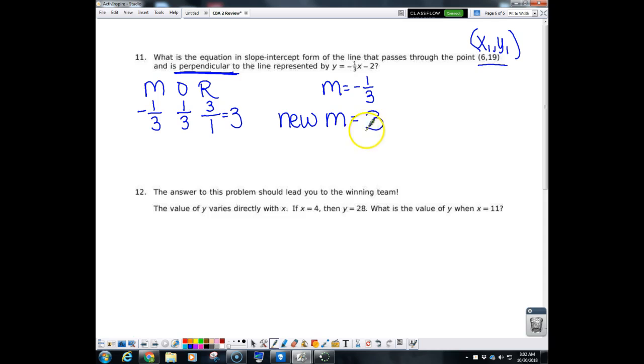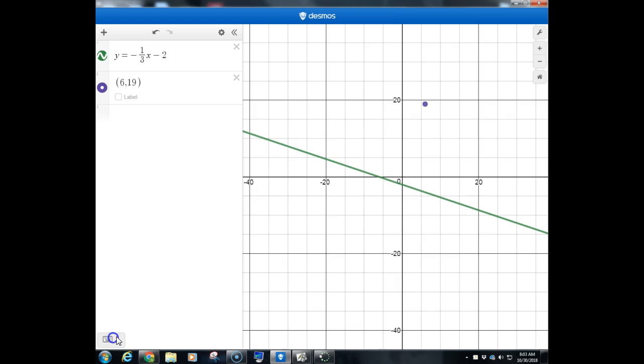So you would plug this point and this slope into the y minus y1 equals m times the quantity x minus x1, right? Okay, so in Desmos, I graphed the line that they gave me, and then the point that my line has to pass through.